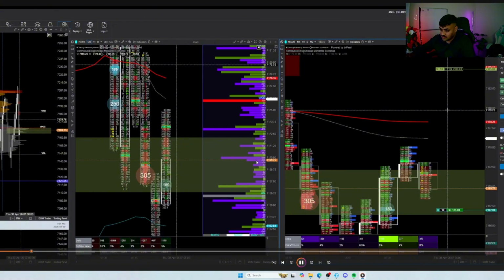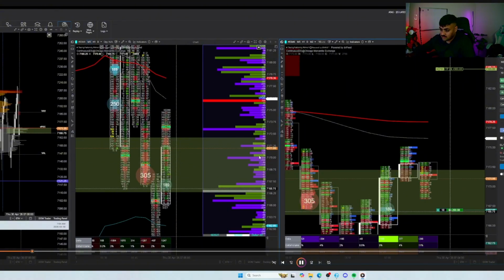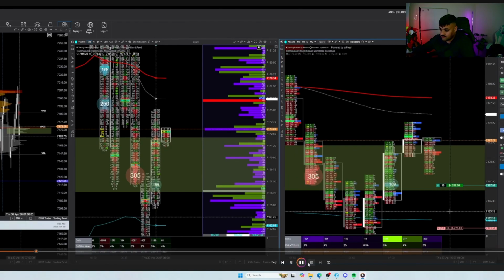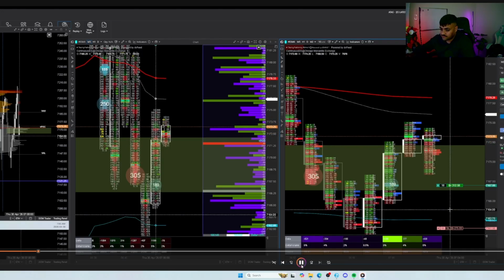Okay. Heavy sellers are coming in. Look at that. But buyers are defending their positions. So I'm still holding this trade. We still haven't tested deep into the zone. I want to see how these buyers will react because we had positive delta here.